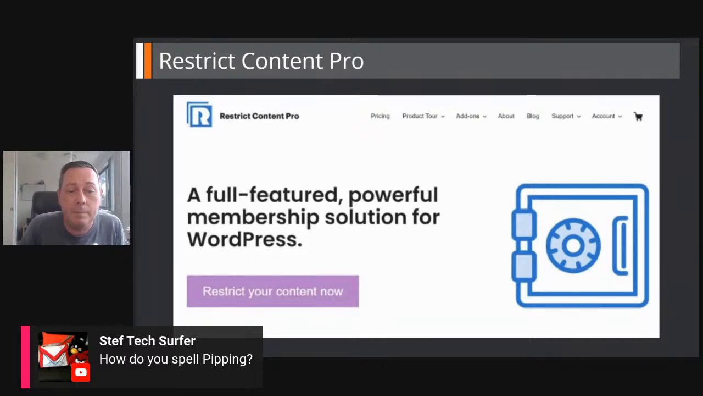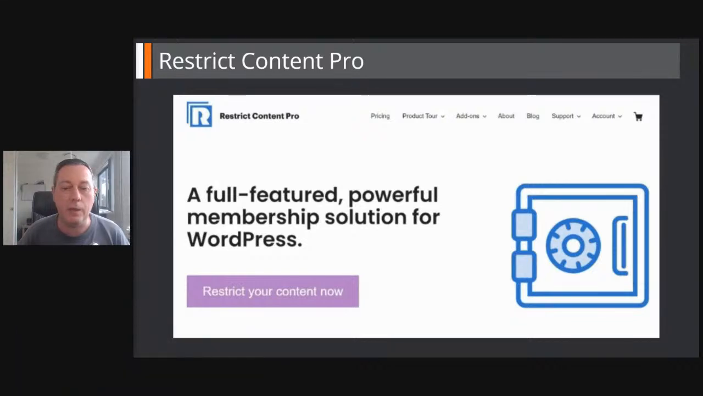Price-wise, it ranges from $99 to $499. That's US dollars. Most of these are US dollars per year, depending on which add-on plugins your membership site needs. So obviously 99 is the baseline entry, and then depending on what integrations you need, it's got several payment tiers that go up from that.